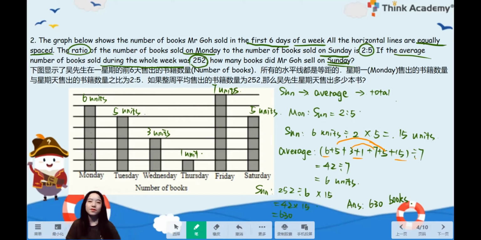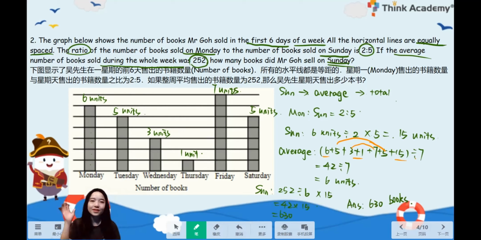In this question, the hardest part is that there are 2 different kinds of ratios, and the unit in different ratios refers to different amounts. So we need to make sure we are using the same unit to represent all the days if we want to find the relationship between them. That's why first we need to solve how many units Sunday sold. Then we can solve the average step by step.